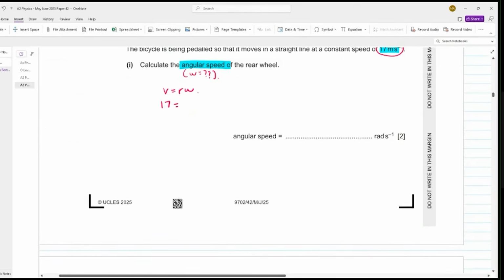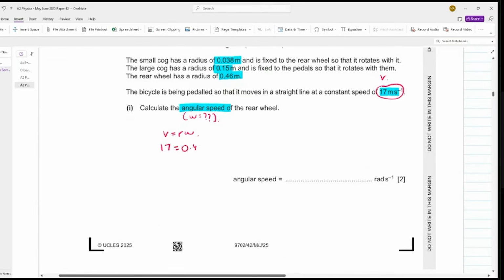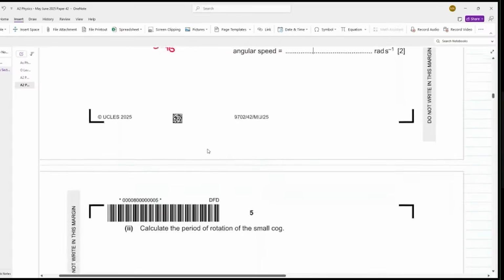What is the velocity, beta? 17. R is 0.46. Can you calculate the W? Yes. 17 divided by 0.46. What does your W come out to be? Let's calculate it. 17 divided by 0.46. W comes out to be 36.9 radians per second. If you want to write it to two significant figures, this becomes 37 radians per second. Simple, nothing complicated here. Let's further move ahead.